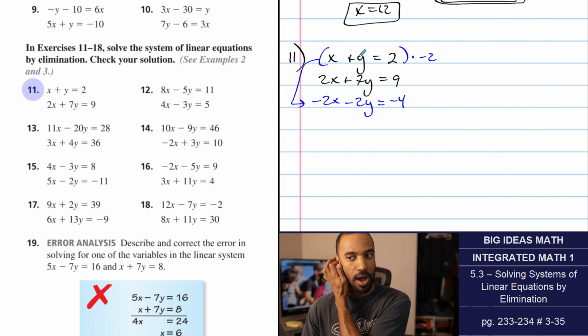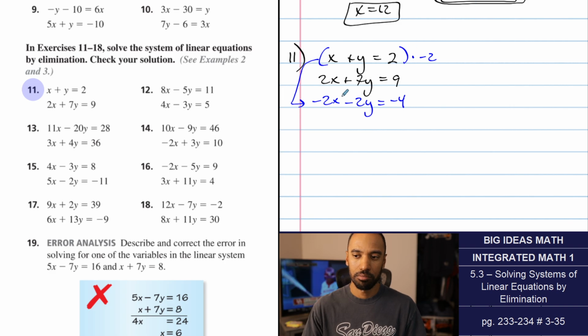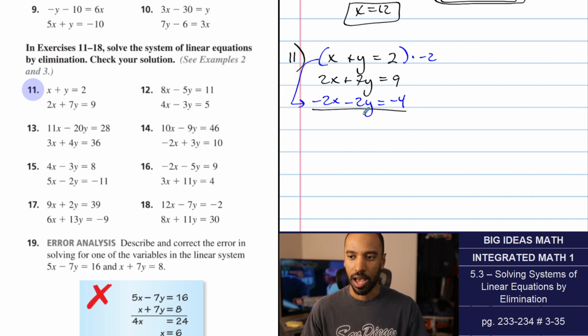Could I have eliminated y's by multiplying this top equation by negative 7? Sure. Do the numbers become bigger? Yeah. So I'm going to choose the x's. In eliminating that, those go away. 7y minus 2y is 5y. 9 minus 4 is 5. And divide by 5, you get y equals 1.